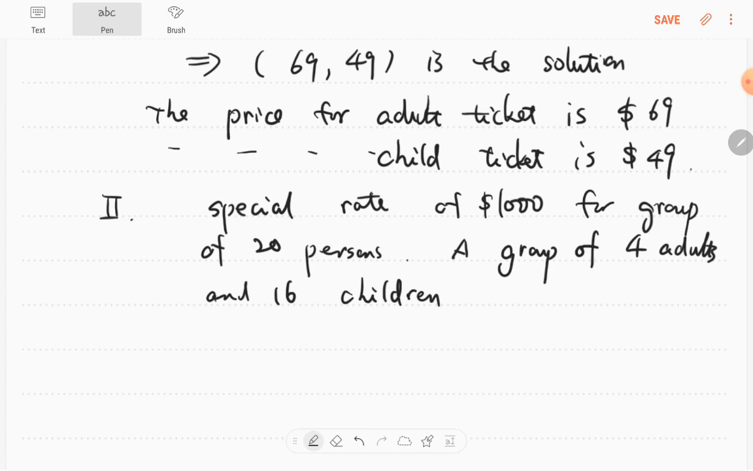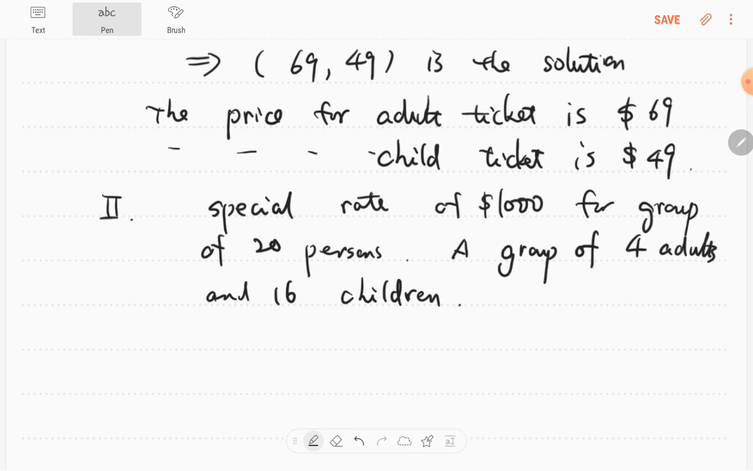Should we use the group rate? We have a group of 4 adults and 16 children. That's 20 people, right? Can we save money by using the $1,000 special rate? If we cannot save money, then we will not use the special rate. If we can save money, then we're going to use this special rate.